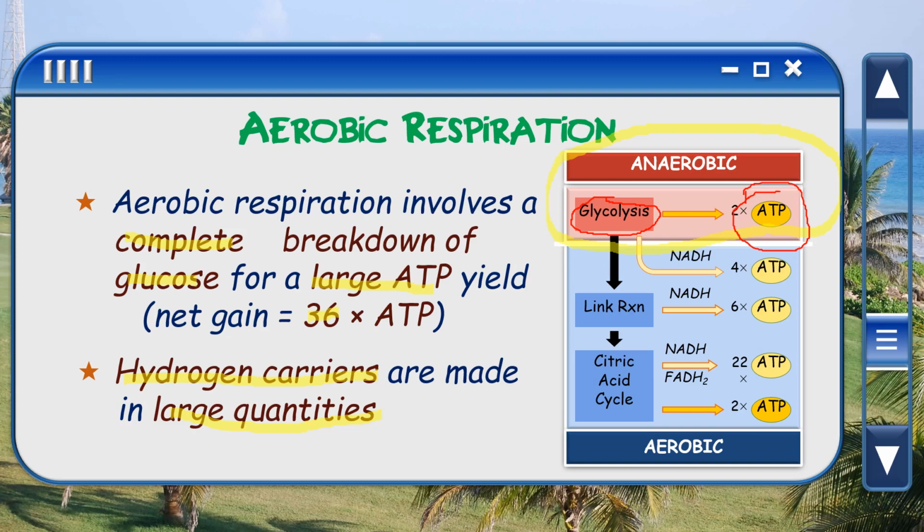Now, when the pyruvate moves from the cytoplasm, it enters the mitochondria. In the mitochondria we shall need oxygen. It will go through the link reaction, then from the link reaction to the citric acid cycle. In all those processes we are producing a lot of hydrogen carriers, and the more hydrogen carriers we produce, the more ATP molecules we produce. That is what we refer to as aerobic respiration. It occurs both in the cytoplasm and in the mitochondria.